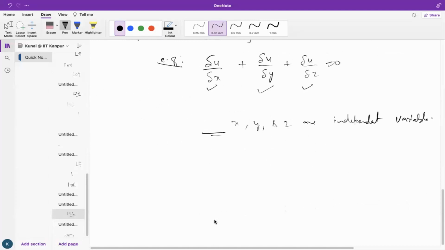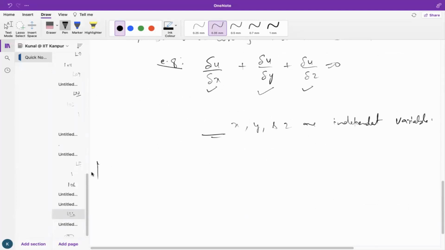Now we move to a topic which is named order of a differential equation. Actually, this is important, so try to learn very carefully. Aur ye kaafi aage tak iski use aane wali hai. So let's start our topic, which is order of a differential equation. First, define it. What is the order of a differential equation?